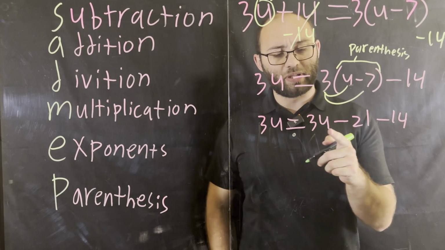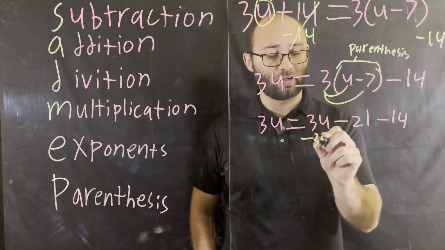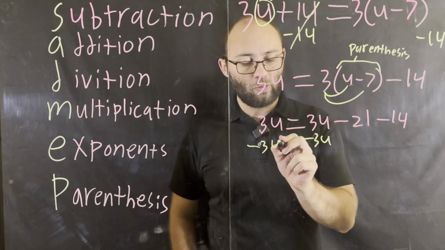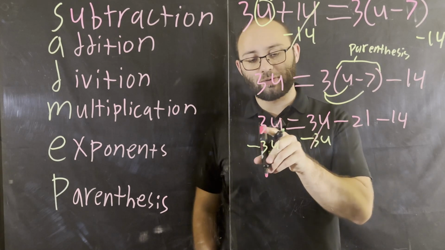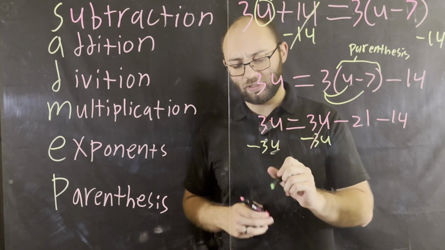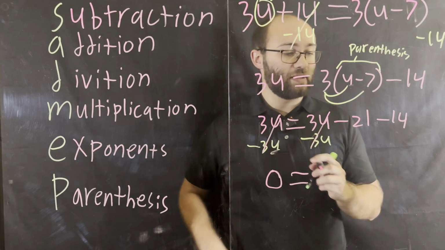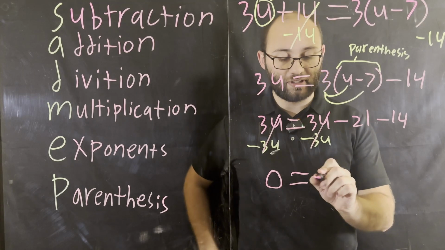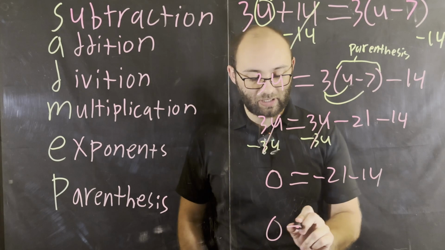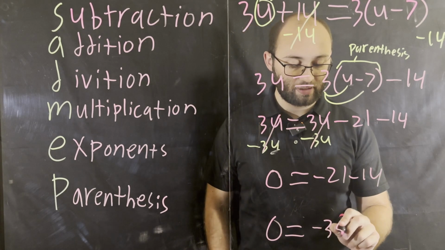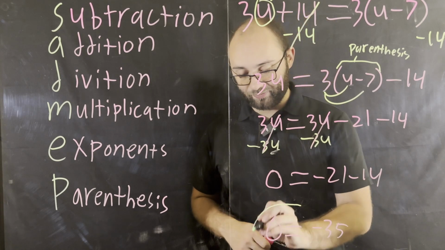Well, I do have a 3u here, and I don't want that on this side. I want it on the other side. So let's subtract our 3u over. And we'll bring the 3 with, because why not? Okay, those cancel out, and over here I have 3u minus 3u, which happens to be 0. Bit strange, okay? And then over here, I still have negative 21 minus 14. But we can combine like terms over here and get 0 is equal to negative 35. And that is our final answer.